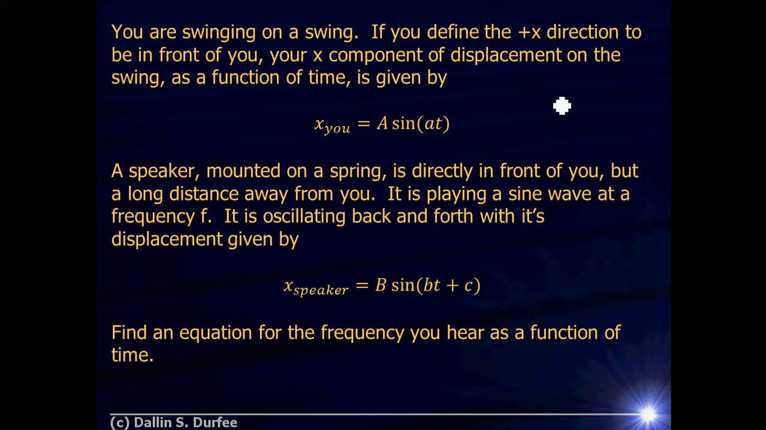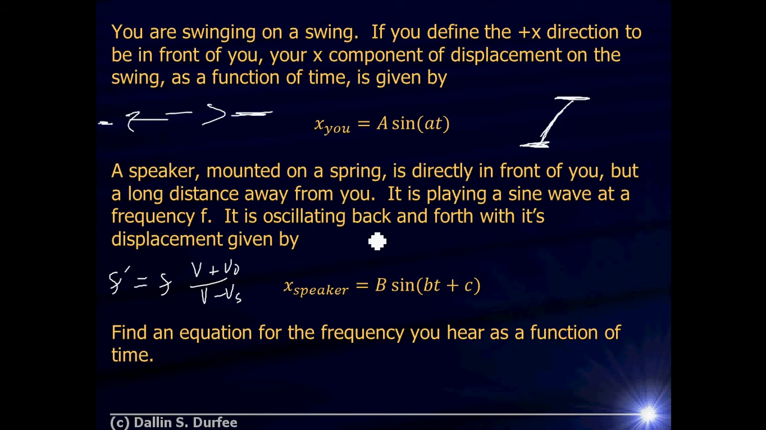Well, if I'm sitting here oscillating like this and the speaker is oscillating here, remember it's only this component of velocity that matters. But if the speaker's really far away, it's like we're in line. And so I can just pretend like my ears and the speaker are just in line with each other. And then I want to find an equation for the frequency you hear as a function of time. So I have my Doppler shifted frequency again. It's just f times (v plus v observer) over (v minus v source), all right?